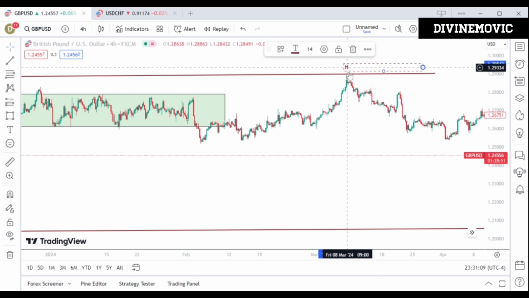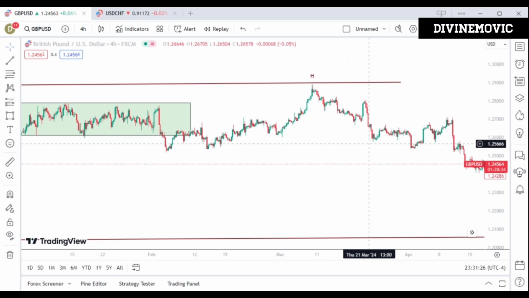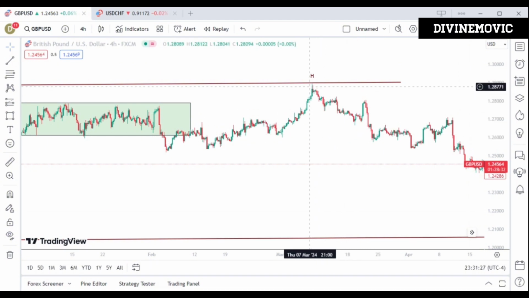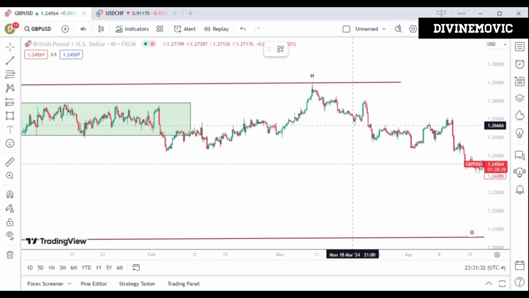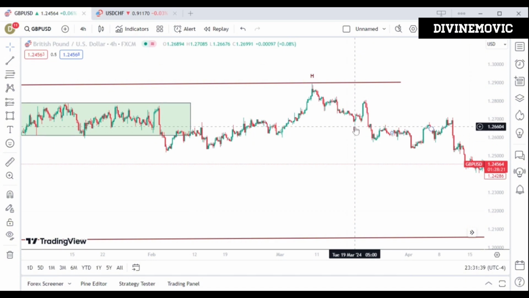Now, we're expecting two things to happen. Either price gets to the resistance key level and changes character to the downside, or price gets to the resistance key level, breaks it, and changes character to the upside. Now, if you look closely from this point here, when price gave us this high, price gave us this low here.